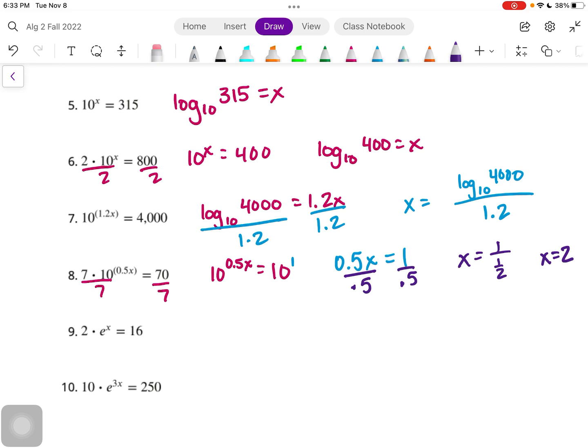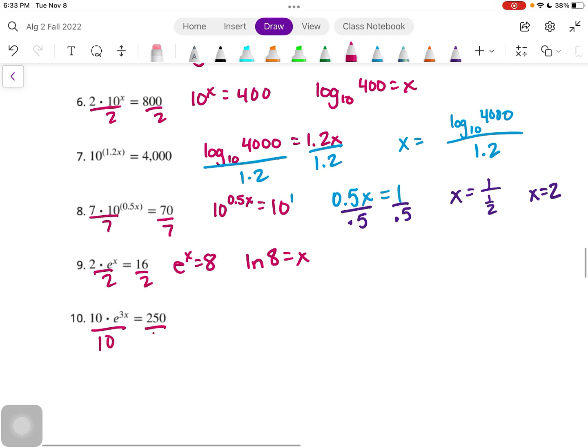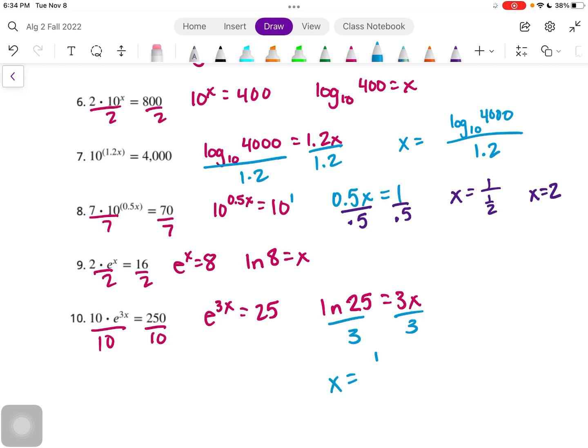All right, number 9, I'm going to divide both sides by 2. So e to the x is equal to 8. So then I know the natural log, because that's log base e, of 8 is equal to x. And then number 10, again, divide by 10 on both sides. So e to the 3x is equal to 25. So the natural log of 25 is equal to 3x, and then I need to divide both sides by 3. So x equals natural log of 25 all divided by 3.